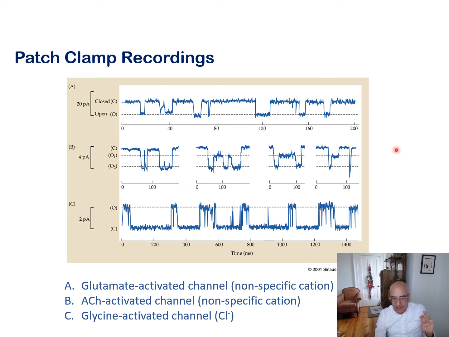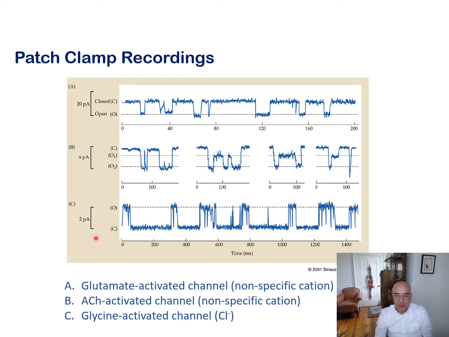This one is an acetylcholine activated channel, which has a closed state but two different open states. So the closed state is up there, open one is here, and open two is there, and different levels of current pass in the different conformational open states of this channel.